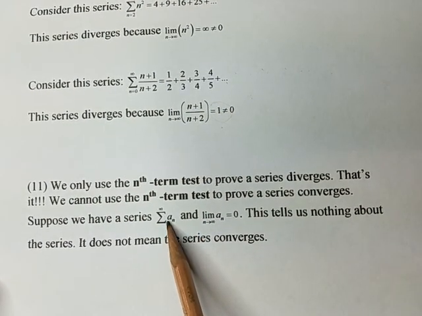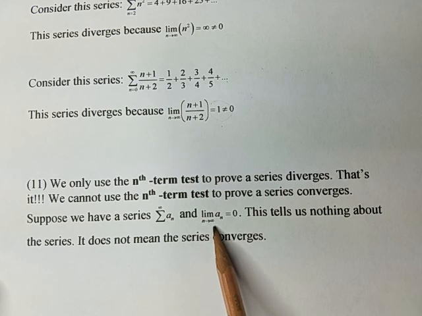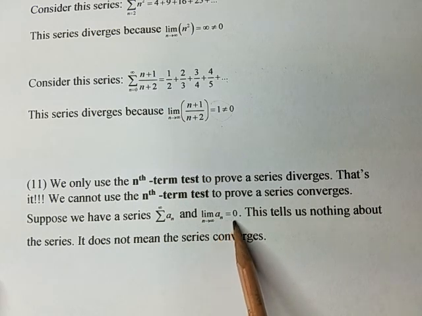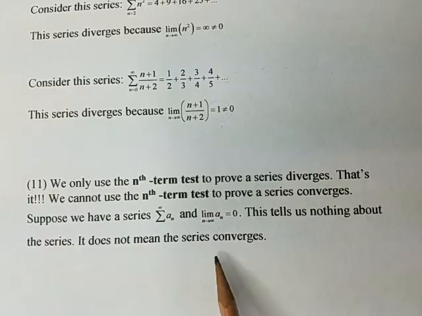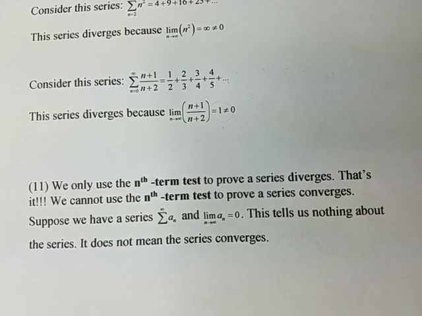So if you had a series, and you calculated this limit, and you got 0, it tells us nothing. It doesn't mean the series converges, and it doesn't mean it diverges. It doesn't tell us anything, okay? All right.